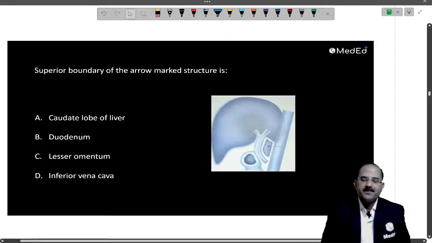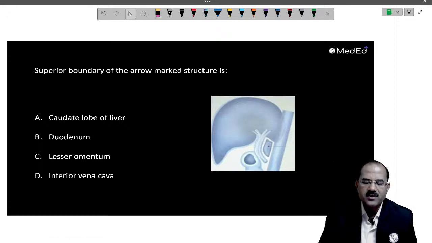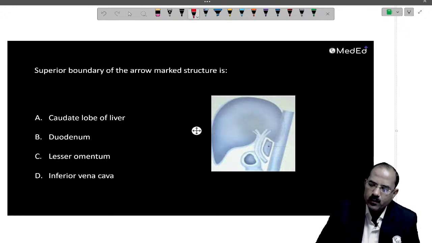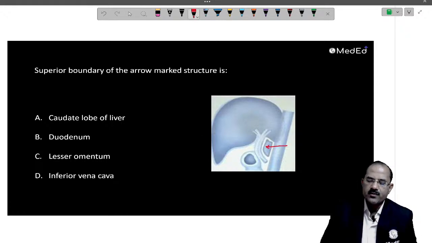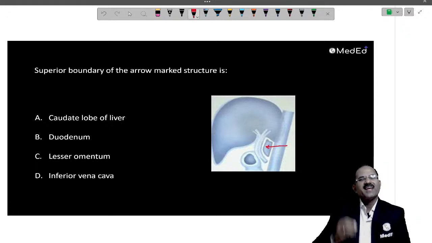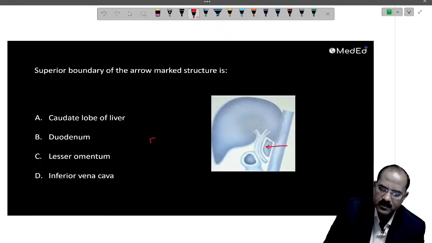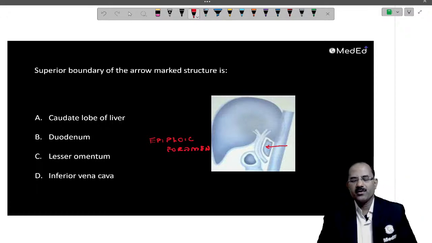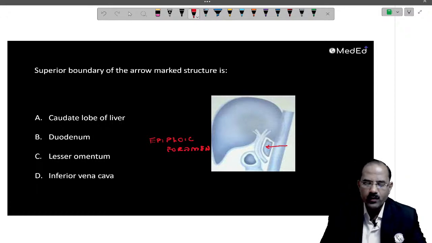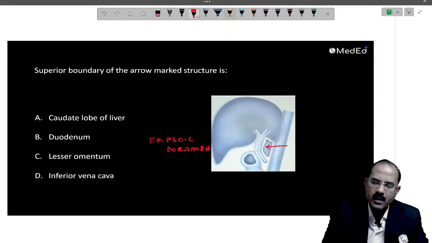The superior boundary of the arrow-marked structure is... Look, what is this structure? Where is the arrow pointing? Any guesses? Come on, bacho. You can answer this. This you must be knowing. This is a foramen. What is the name of this foramen? That's the epiploic foramen. And what are the boundaries of the epiploic foramen?